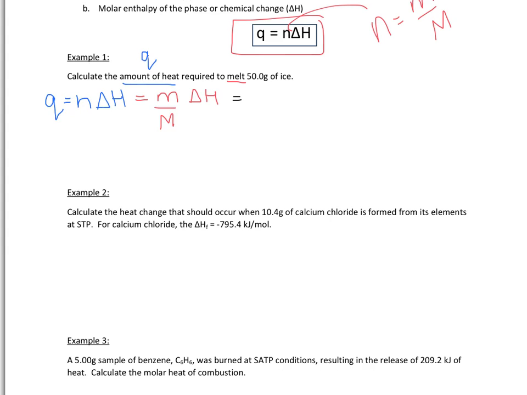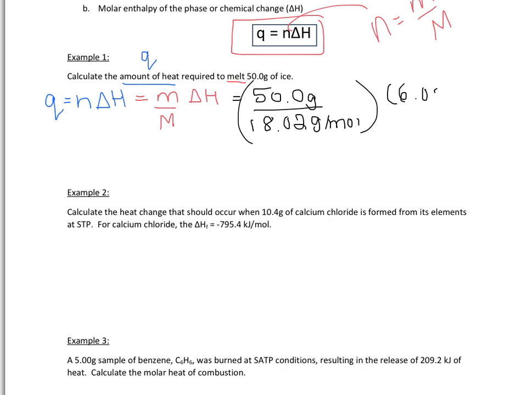We were told that we had 50 grams of ice, and ice being water, the molar mass is 18.02 grams per mole. We must now look up the delta H for the melting of ice. That is on your formula sheet. And when you look that up, it's 6.02 kilojoules per mole. When we multiply this together, grams cancels, moles cancels to leave us with an answer of kilojoules. And to three significant figures, that would be 16.7 kilojoules.